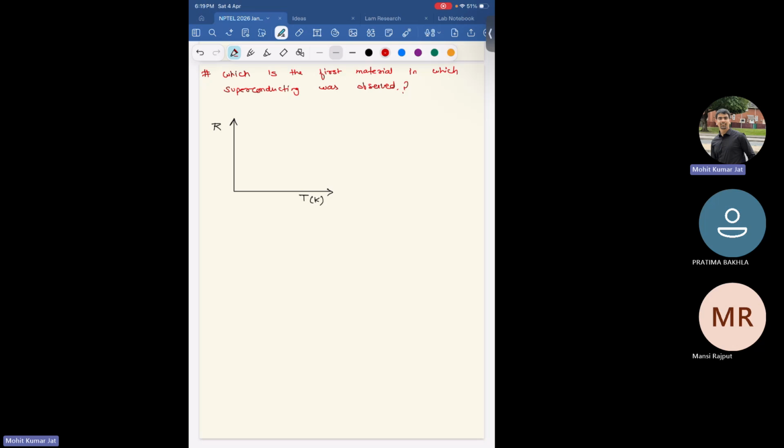Generally, it's like a metal, right? If you decrease the temperature, your resistance decreases, and then suddenly a point comes after which the resistance goes absolutely zero, and this is known as TC, the critical temperature. Below this temperature, resistance is zero, and above this, your material is a metal. In this case, it's metal. Here it's superconductor in this regime.